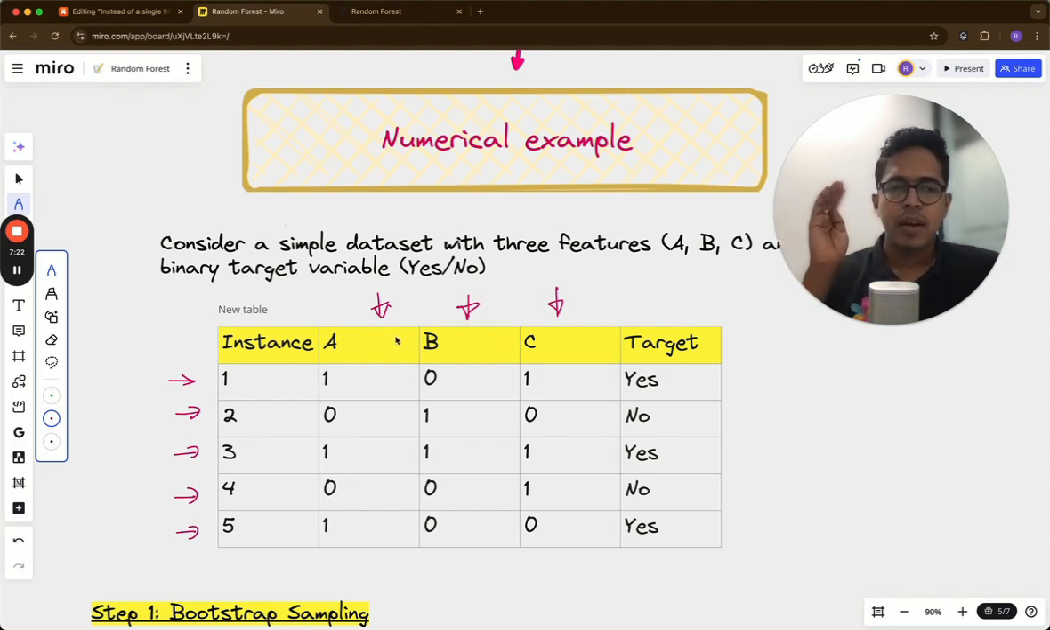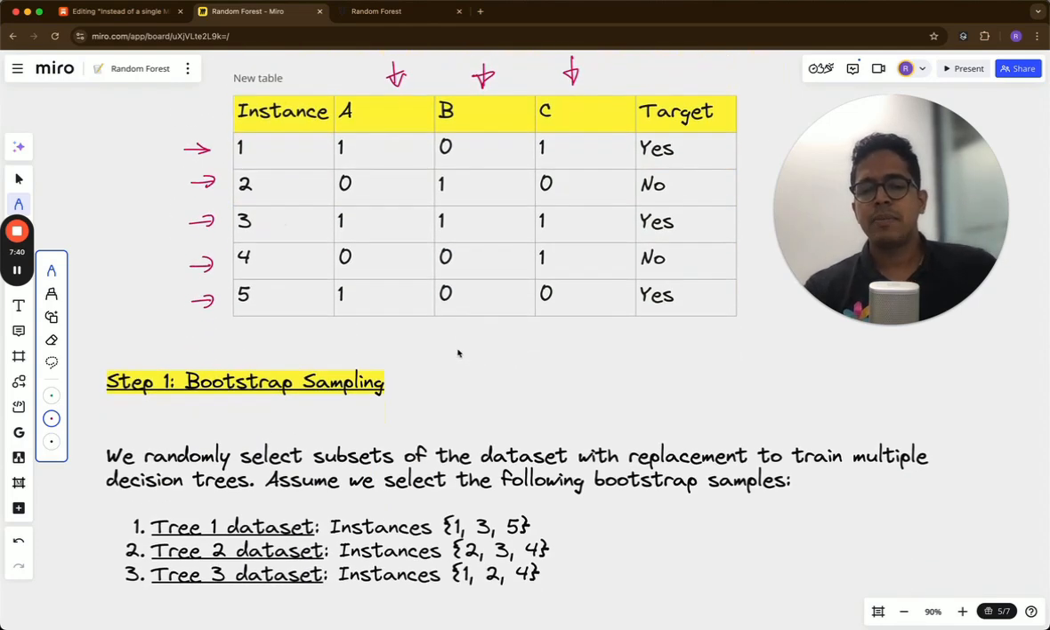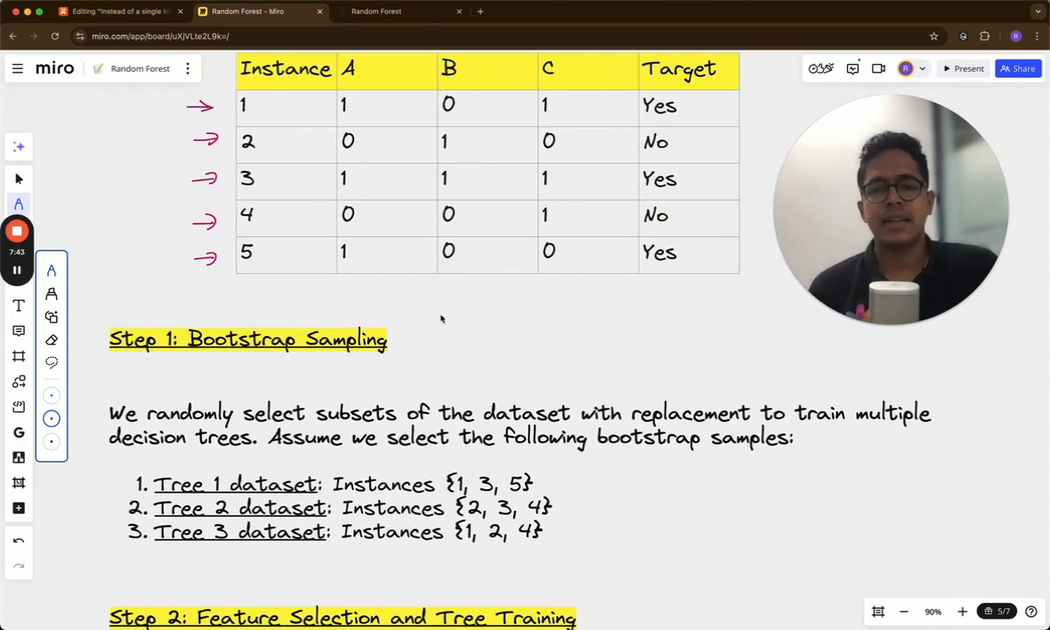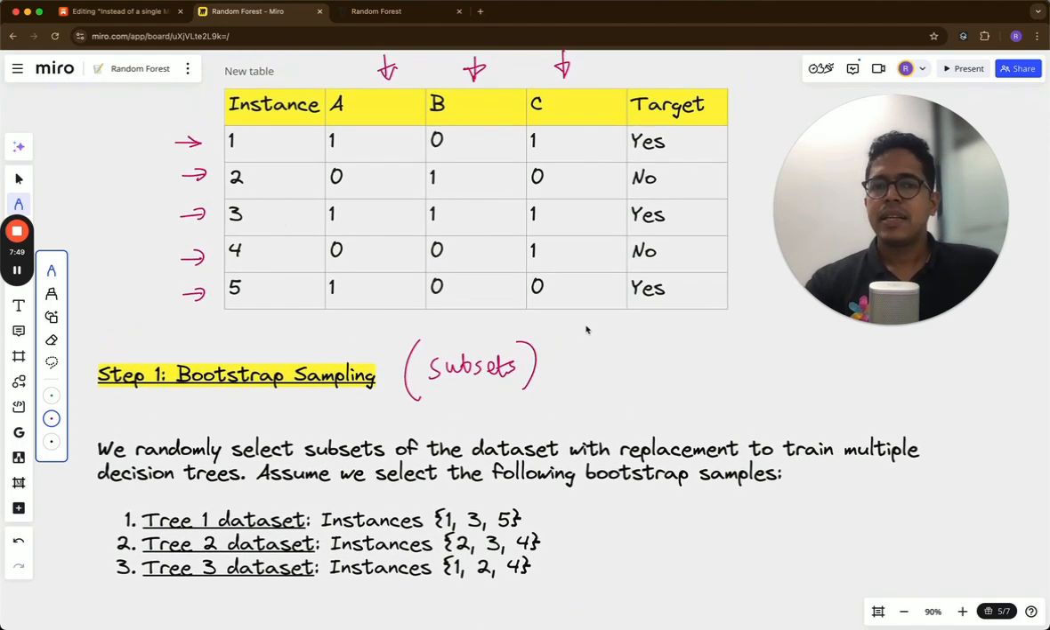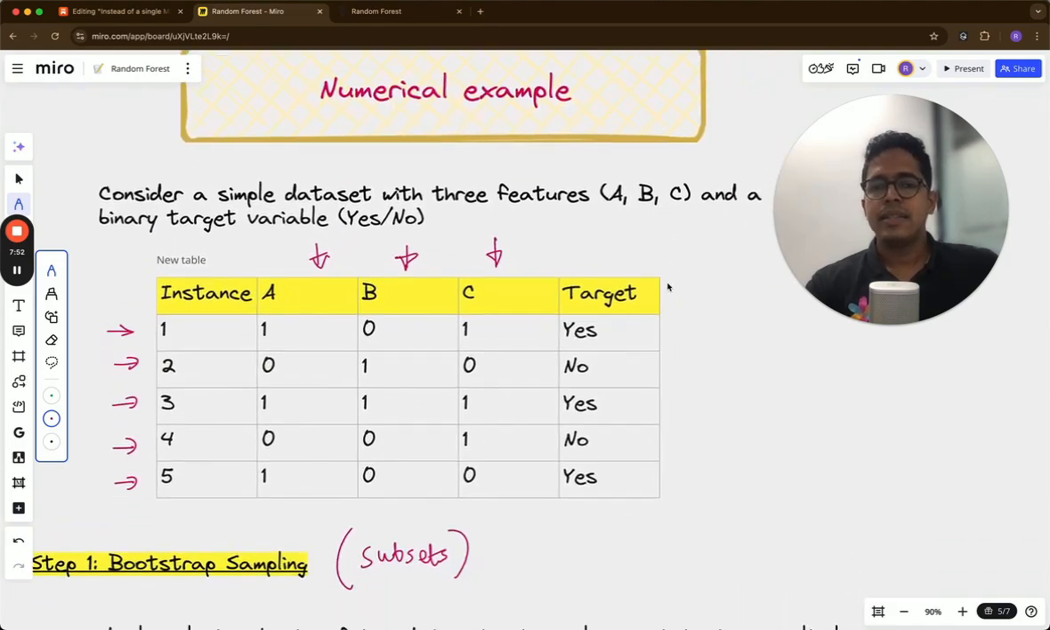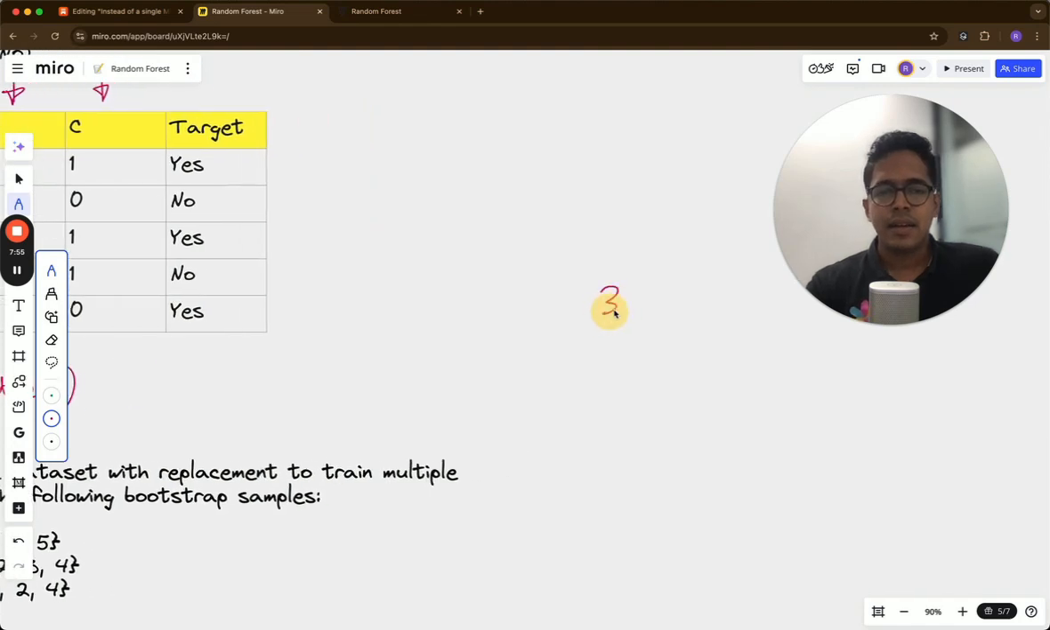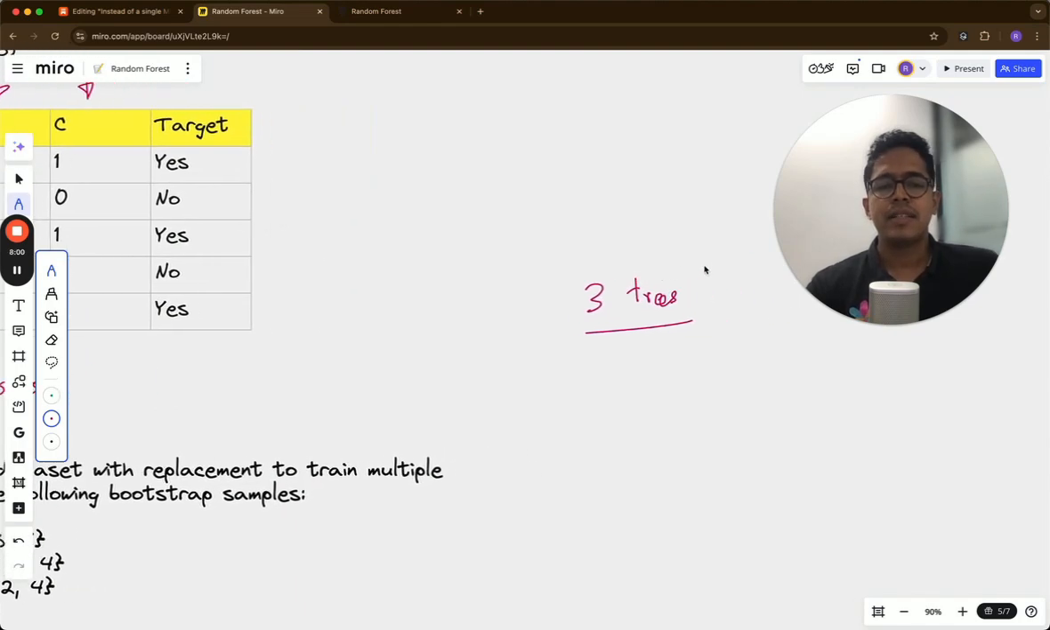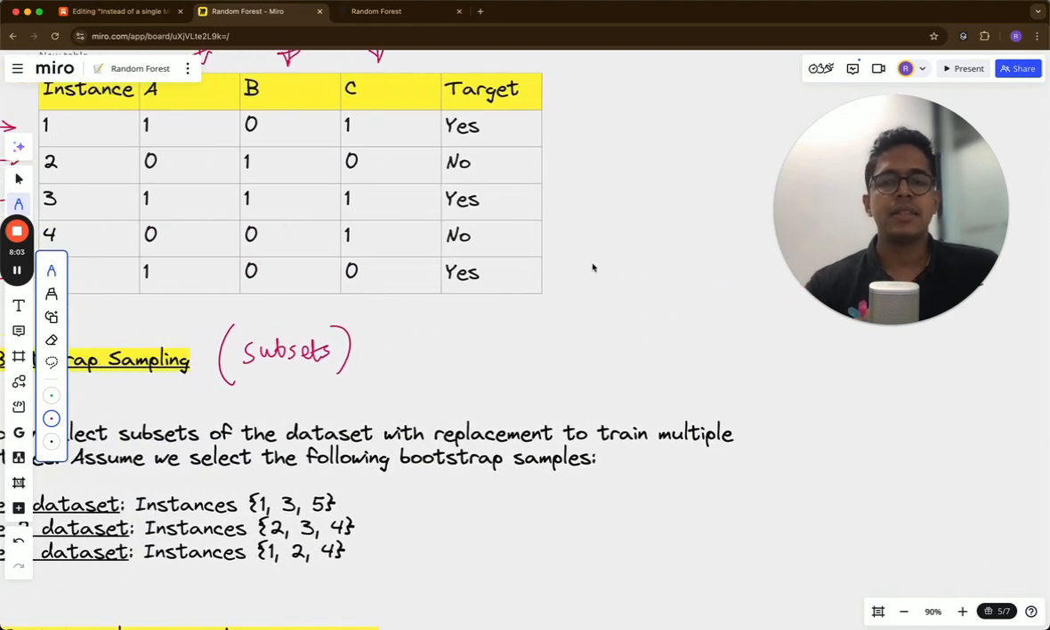So each data point has 3 features, A, B, C, and each feature can have one of 2 values, 0 or 1. So that is what you see here. And then the final target, which is the prediction that you have to make, is yes or no. So this will ultimately be a binary classification problem. So let us go through each step. Bootstrap sampling means you are creating dataset subsets, right? Subsets of data. So first thing we have to decide is how many trees are we going to make? In this example, we will create 3 trees, and we will use those 3 trees to make a collective decision. So our random forest in this example consists of 3 trees.